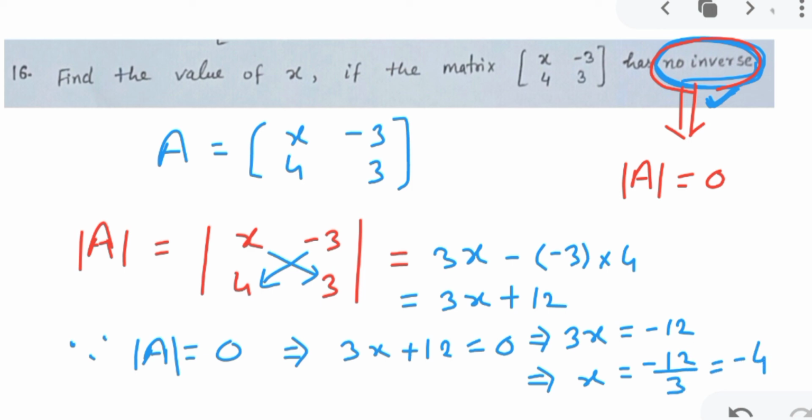So minus 4 will be our answer for x. We have to find the value of x, and the value of x is nothing but minus 4, we got. Correct? Minus 4. So the answer will be minus 4. So I hope you understood this question.